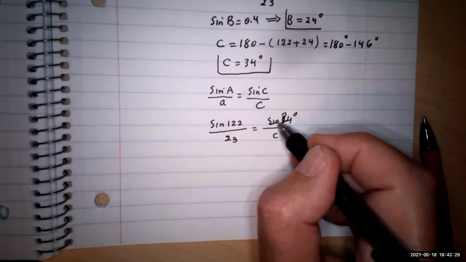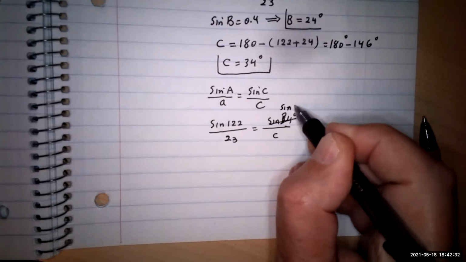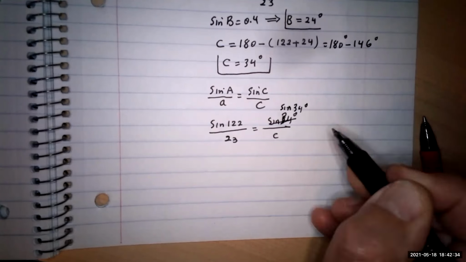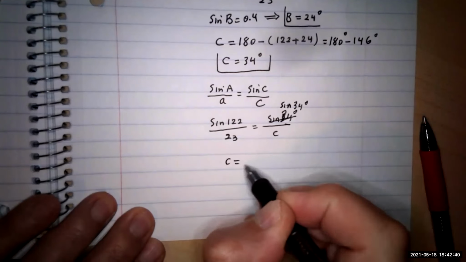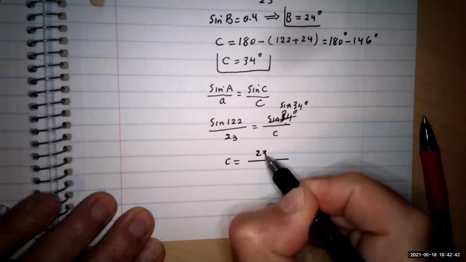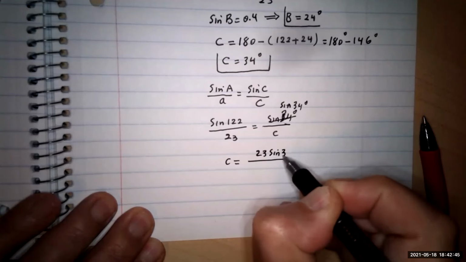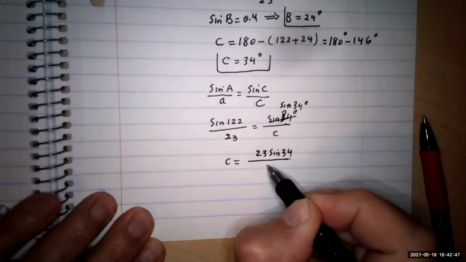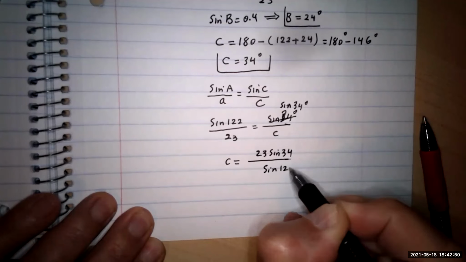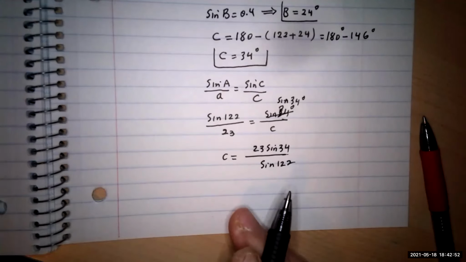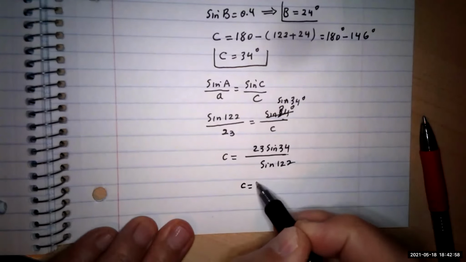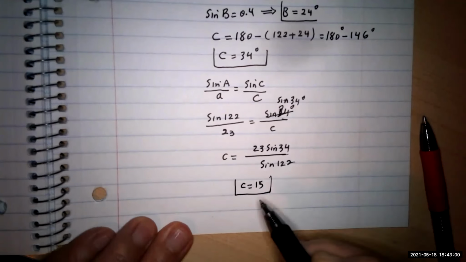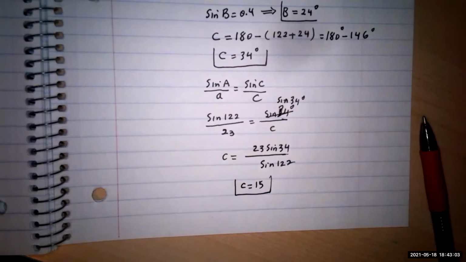So I rewrite it. It's the sine of the angle, 34 degrees. Cross multiply again to get it. So the C is going to be equal to 23 times the sine of 34, divided by the sine of 122. Again, you have to use your calculator to get it. Check it for yourself, but I have 15. Whatever you need, it's given to you. Again, double check, make sure you get it right.